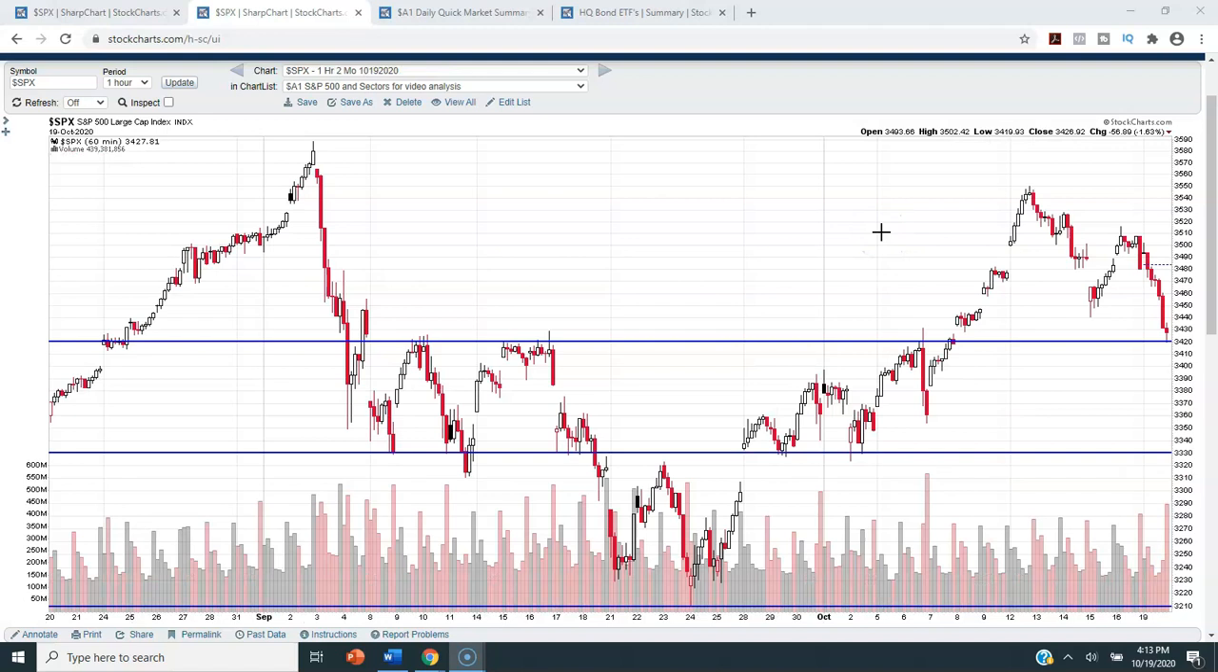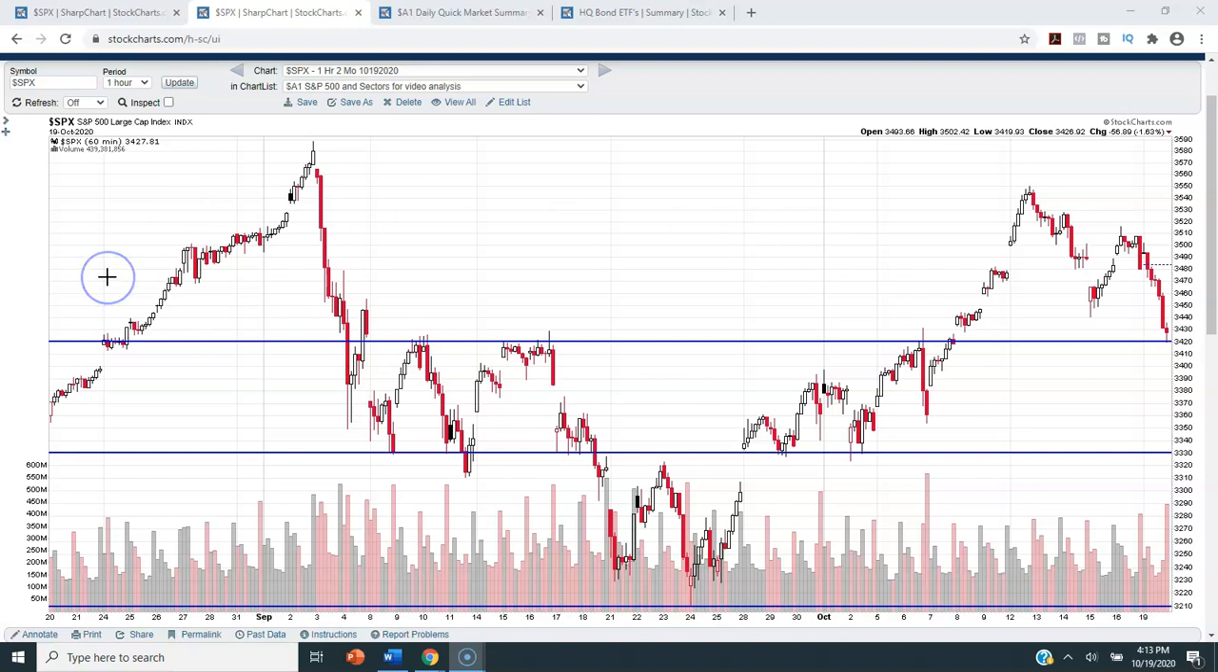The next chart that we're going to look at is an hourly candlestick chart of the S&P 500 that goes back for 2 months. So again, every candlestick represents 1 hour of trading. The blue lines are set at 3420, 3330, and 3210. These are the very important support areas below where we are currently trading, and they are most easily observed on these hourly candlestick charts, which is why we're looking at this in an hourly format rather than on a daily format.